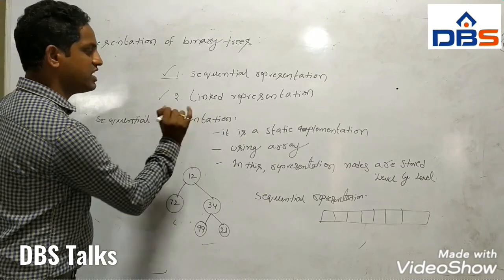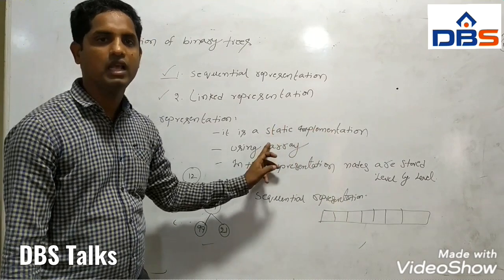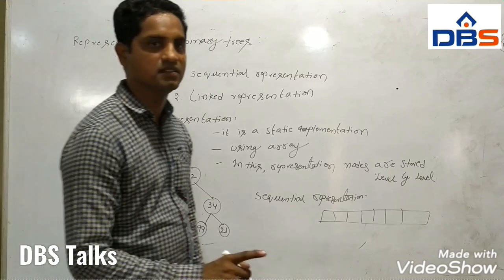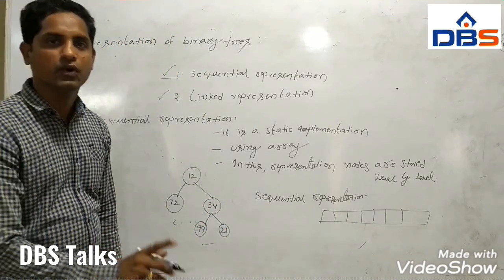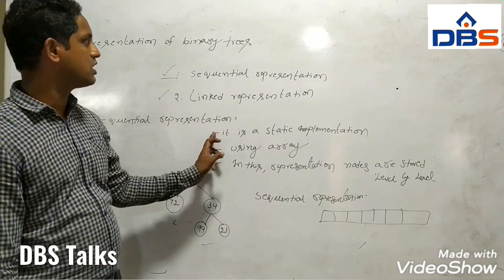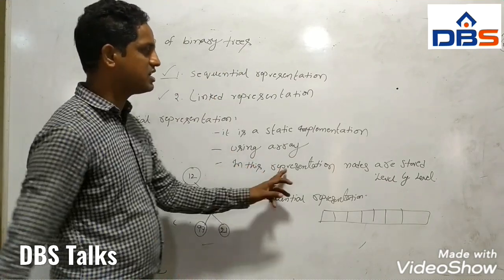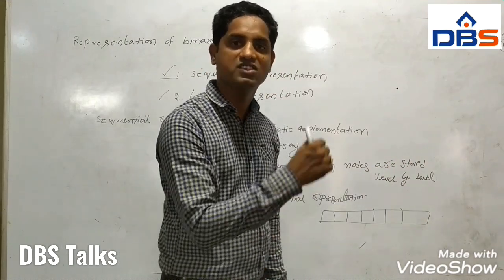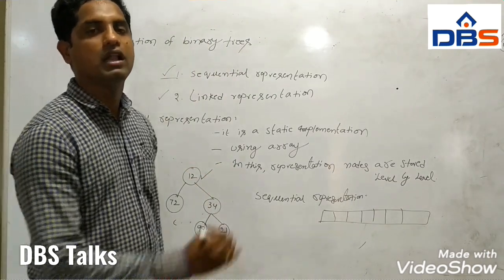In sequential representation, it is a static implementation. That is, statically we can implement the particular representation using arrays. Array is static. That is called the sequential representation of binary trees. In this representation, nodes are stored level by level.